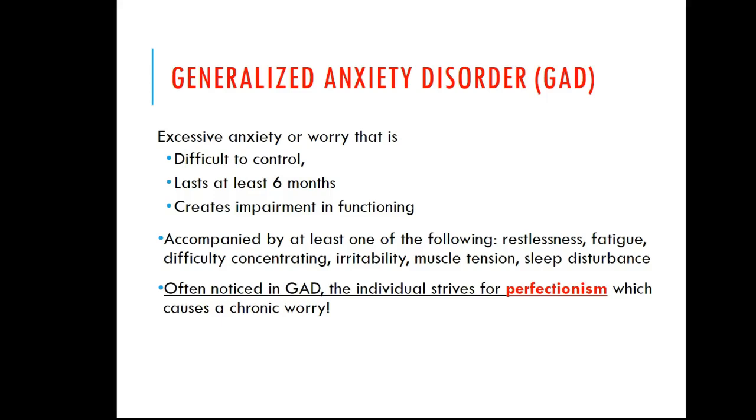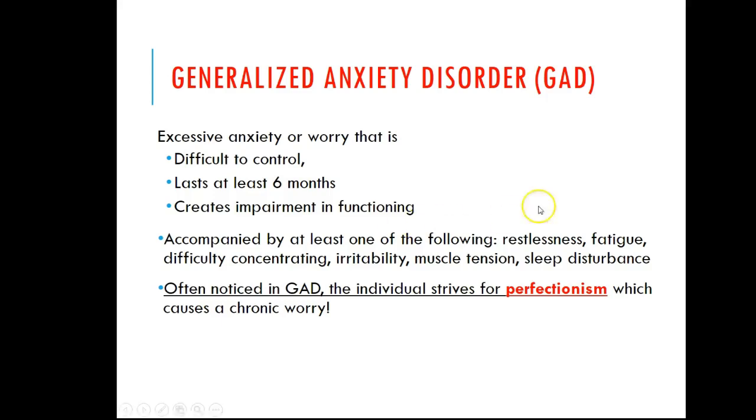And oftentimes what we see, especially in GAD, generalized anxiety disorder, is that the child strives for perfectionism, and this could be something that is ingrained in them from a younger age, causing them chronic worry because they are trying to reach that level of perfectionism with everything that they try to achieve in their life, whether it be grades, so having perfect grades, whether it be having a perfect relationship, whether it be looking a certain way, whichever way that may be, and constantly reaching for that level of perfectionism and not being able to get there will cause a chronic worry.